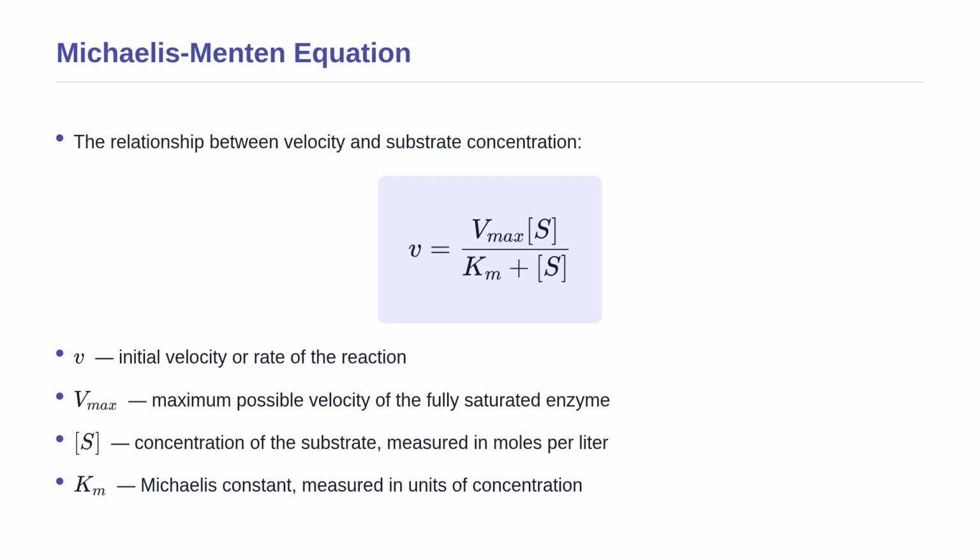In this formula, V represents the initial velocity of the reaction. Vmax is the maximum possible velocity. The letter S in brackets stands for the concentration of the substrate, usually measured in moles per liter. Finally, Km is the Michaelis constant. If you increase the substrate concentration to a very high level, the denominator becomes roughly equal to the substrate concentration itself, and the overall velocity approaches Vmax.